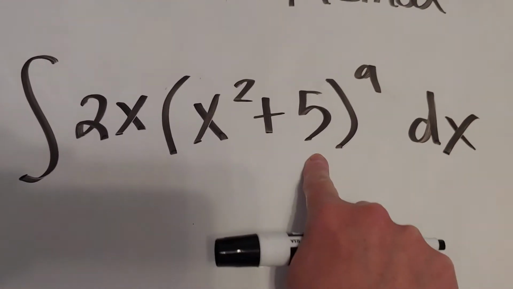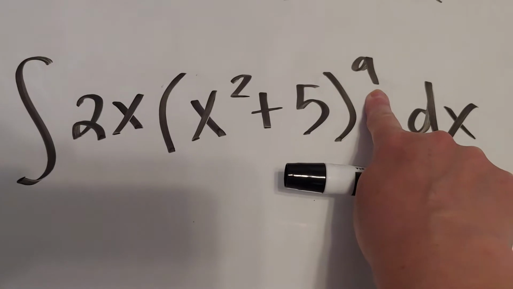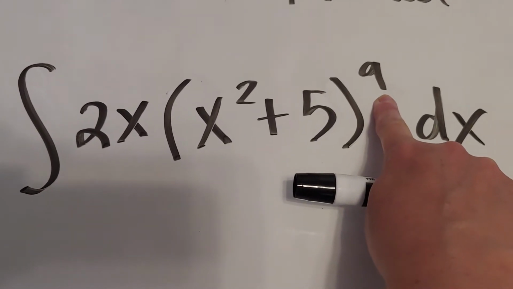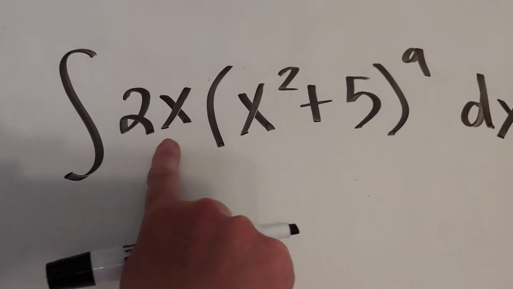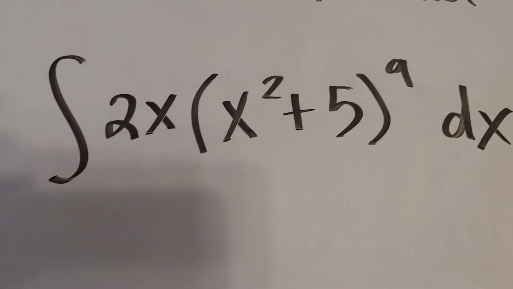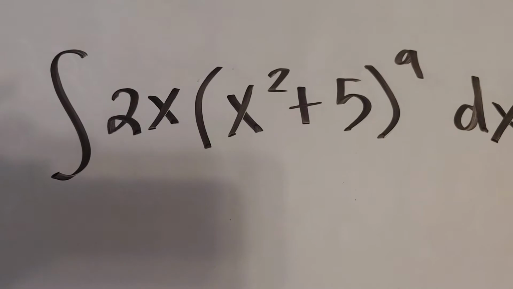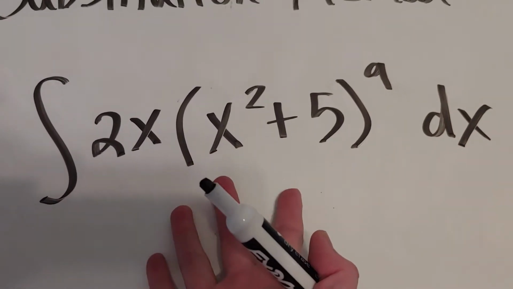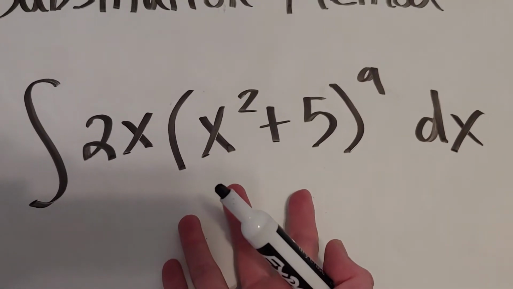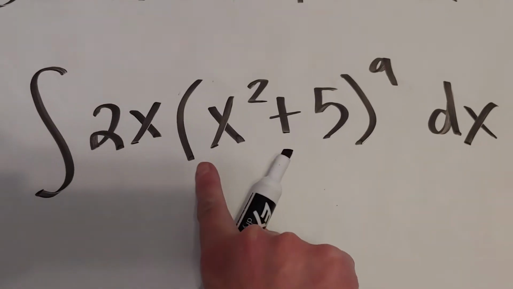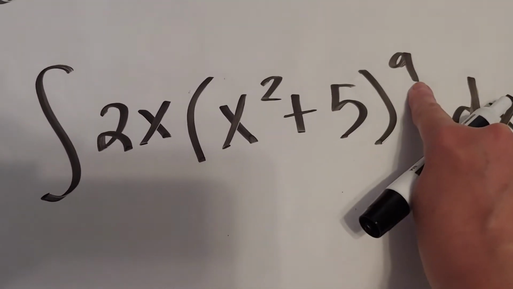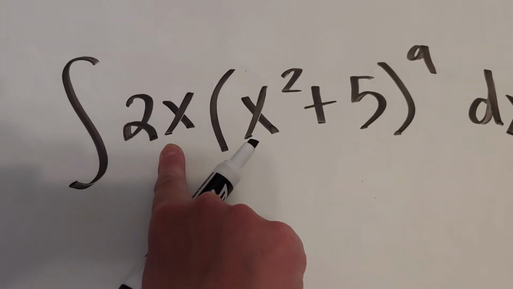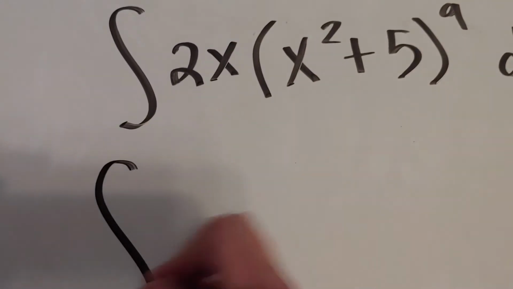One is you've got stuff to a power, and that power is big, so we would not want to FOIL this out. The second thing is that there's some extra stuff on the outside, okay? What this is an example of is a derivative that came from chain rule, so we want to undo chain rule, okay? So again, how you can identify a substitution method problem is stuff in parentheses with the power, extra stuff outside. Okay, let me give you a couple more examples.